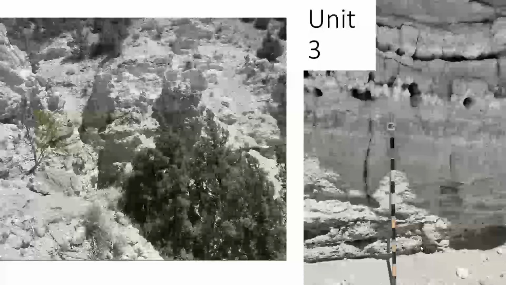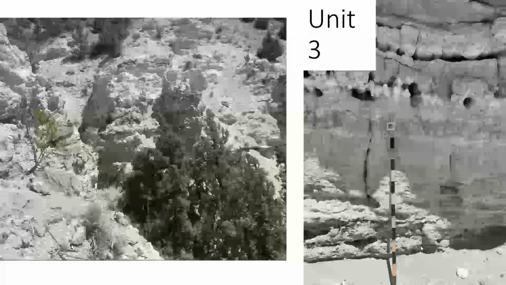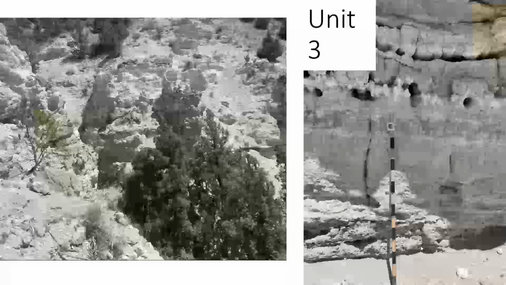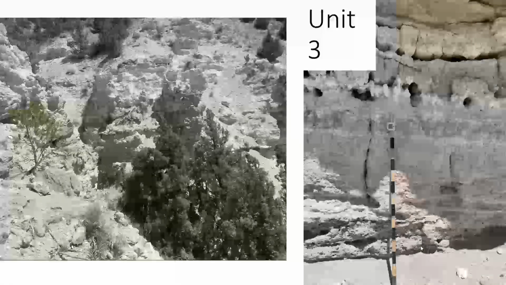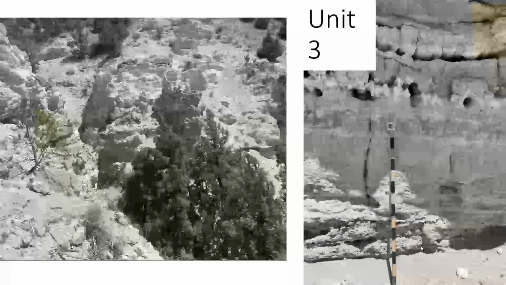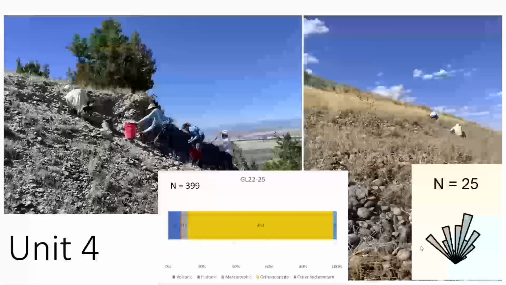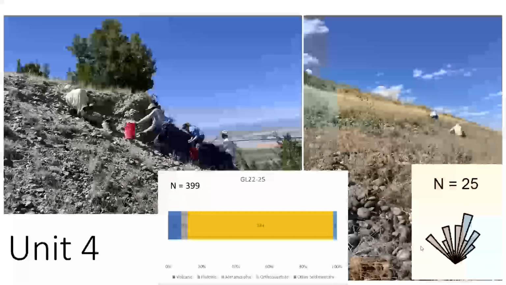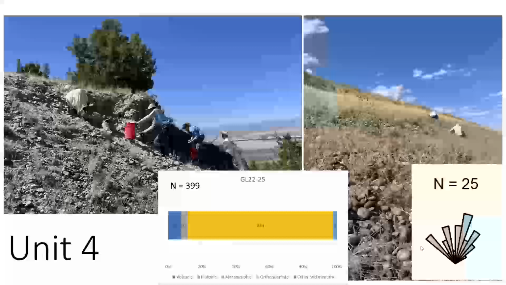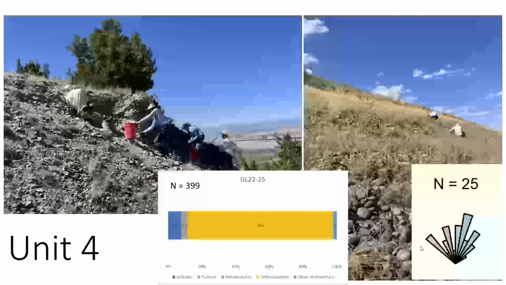And then you get into unit 3, and it's just about 30 meters of these hotspot tephras or reworked deposits. Then you get into unit 4 and the pediment gravel, and you get a change in composition to mostly orthoquartzites, and you get these westward oriented paleocurrents.